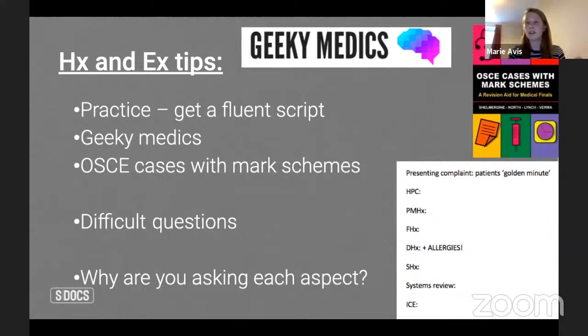Practice in front of your mirror, getting the wording right, getting it to flow out right, and practice when you're taking histories from your friends. They can all have a bit of a giggle with you if you word it weirdly or something like that. And it just makes it so much easier when it comes to talking to a real patient. And then always think, why am I asking each aspect? Why am I doing each aspect of an examination? What's it going to help me? What's it going to tell me? And that will really help you when you get into a situation of talking to a patient.